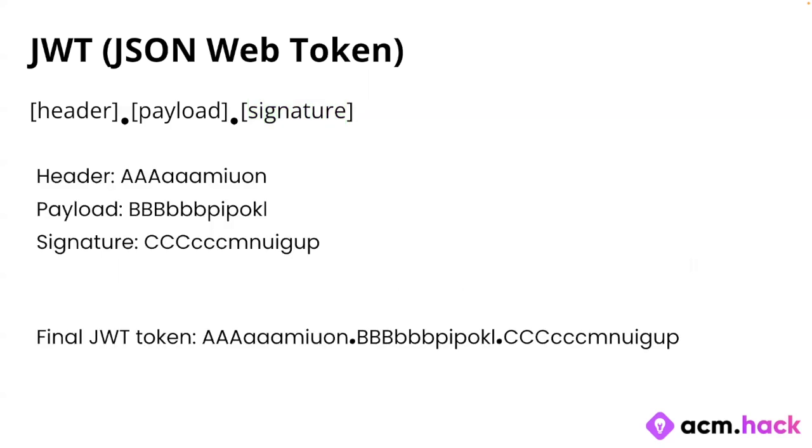So now we got all three parts of the JWT: header, payload, and signature. And following the format at the top of the slide, we get our final JWT token as something like this.